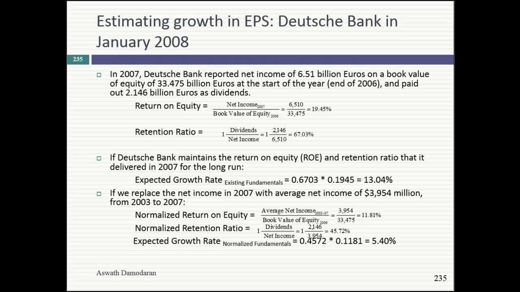Let me pause right there. Those are 2007 numbers. Return on equity looks really good. Retention ratio looks really good. Really good number times really good number gives me a really good number. I get a growth rate of 13.04% at the start of 2008 if I assume that 2007 numbers are the numbers I will earn in the future. You see why it's an if? Because I know in early 2008 that I'm looking at a really good year.